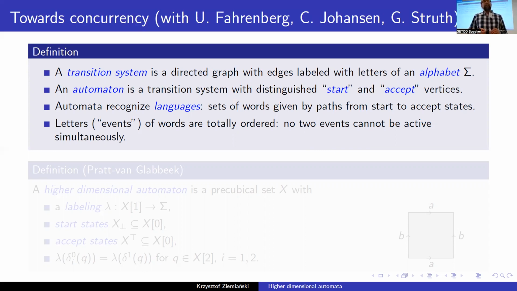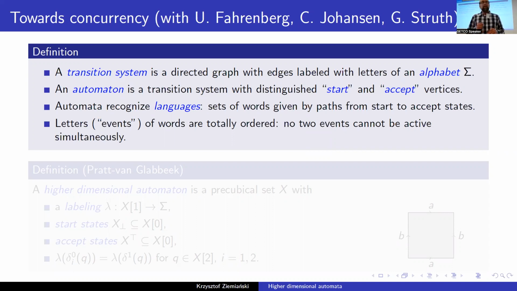An automaton is just a transition system in which some vertices are marked as start vertices and some vertices are marked as exit vertices, and we're interested in sequences of vertices which run from the start vertex to the exit vertex. And then you can ask what are the possible words we obtain this way. You just remember the letter at every arrow, you get a set of words, and it's called the language of your automaton. And it's very classical and very well understood.